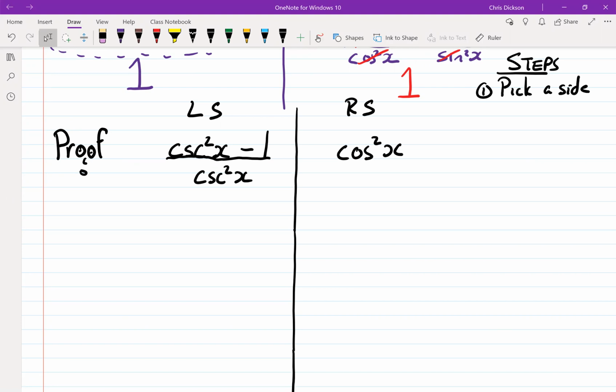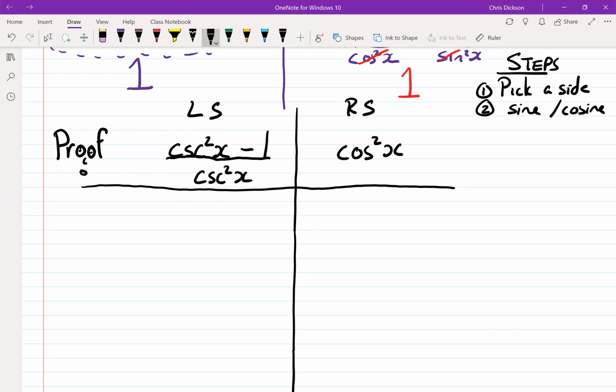So the first thing I do is pick a side. I always choose the side that seems to have more stuff on it, more things that I could work with. To me, the left side has a lot more things I can manipulate, whereas the right side is just this cos squared x here. So I'm going to try to prove that the left side is the same thing as the right side. And so once again, I might default here to changing things to sines and cosines.